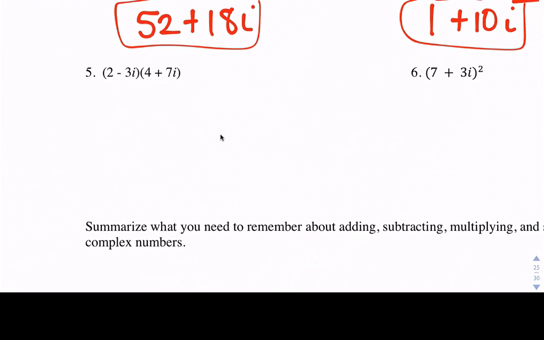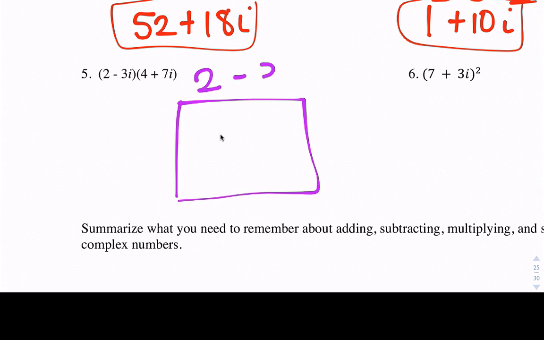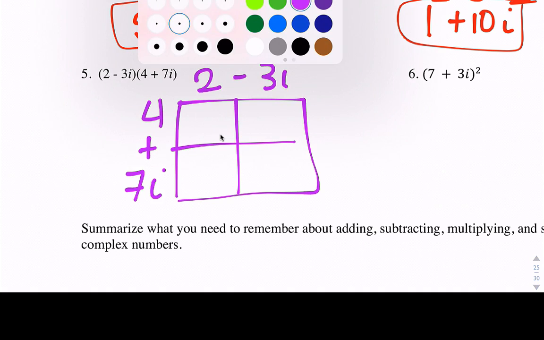All right, the last type of problem, we're going to multiply these. So think back to when we multiplied binomials and trinomials. You can either distribute every number. I like the box, though, so I'm going to stick this in the box. We've got 2 minus 3i. We have 4 plus 7i. And we're going to multiply, and we're going to find each term.